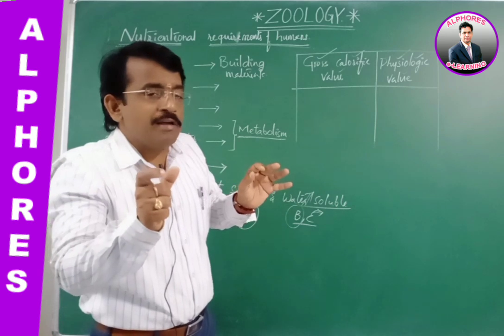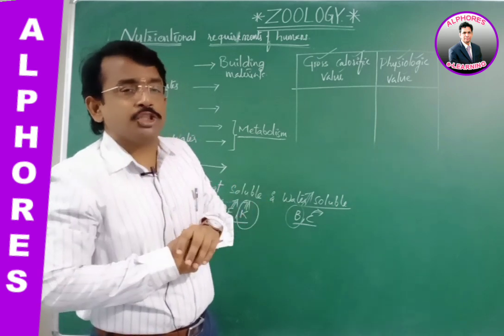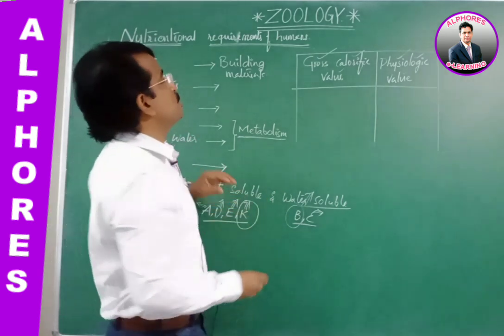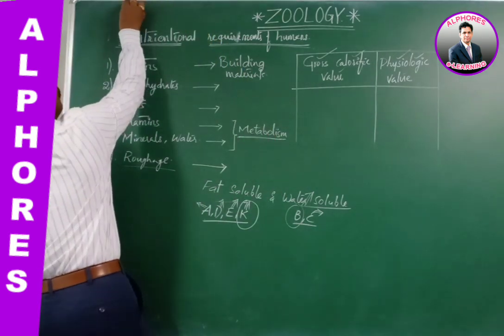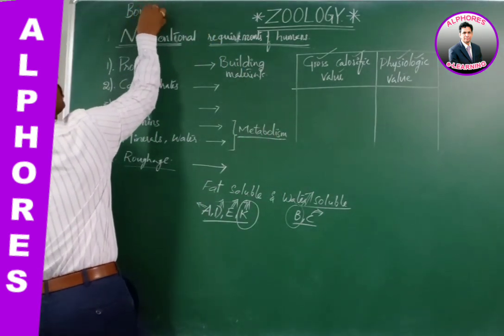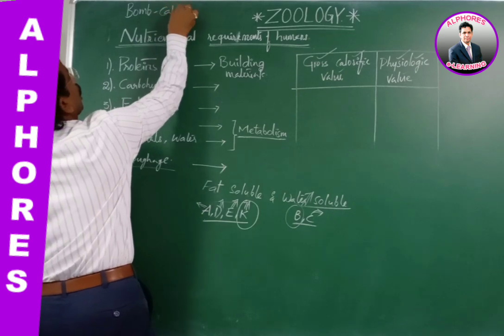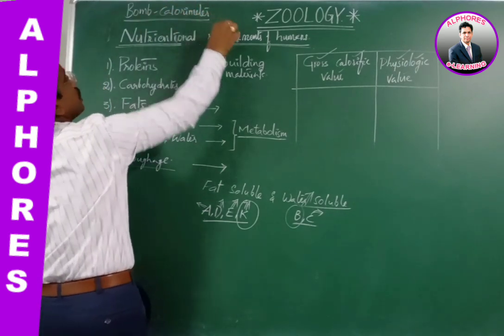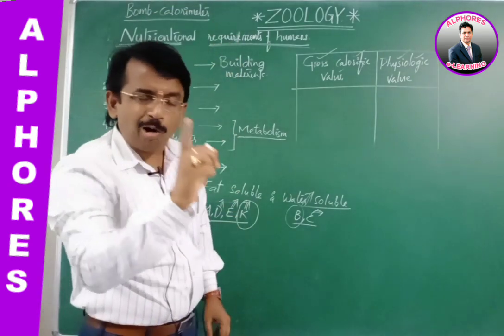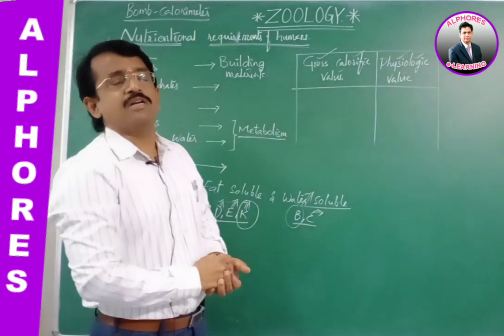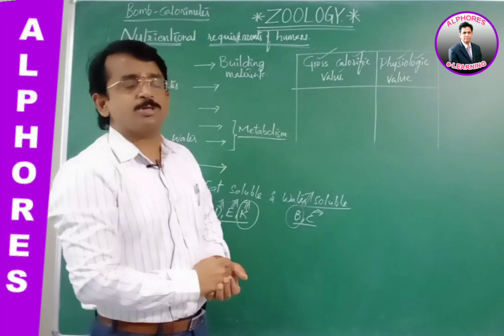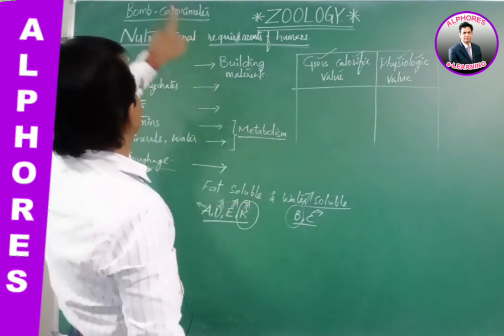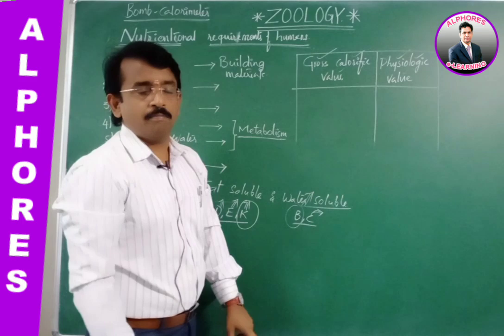A bomb calorimeter is a metallic chamber which is filled with oxygen. I repeat, a bomb calorimeter is nothing but a metallic chamber that is filled with oxygen.